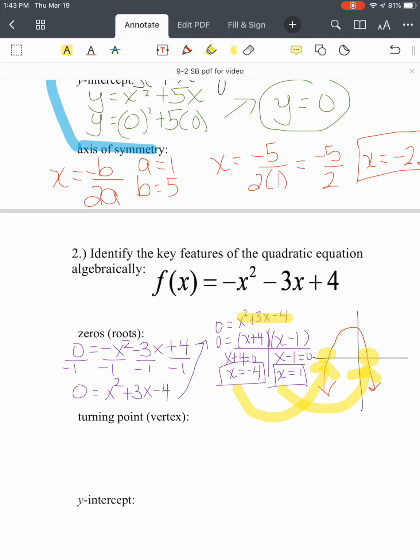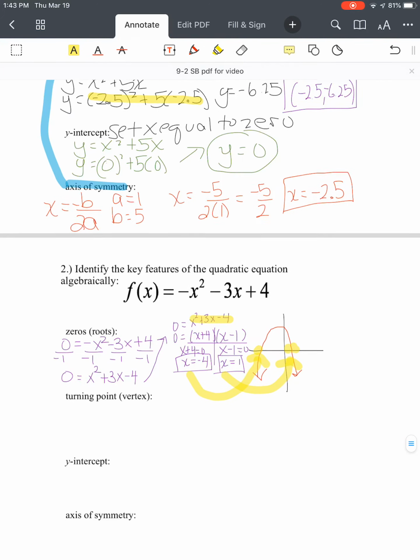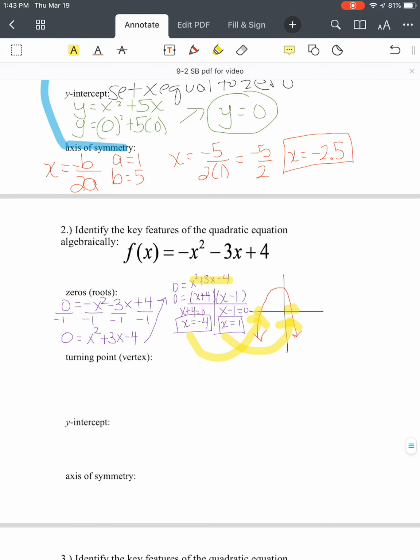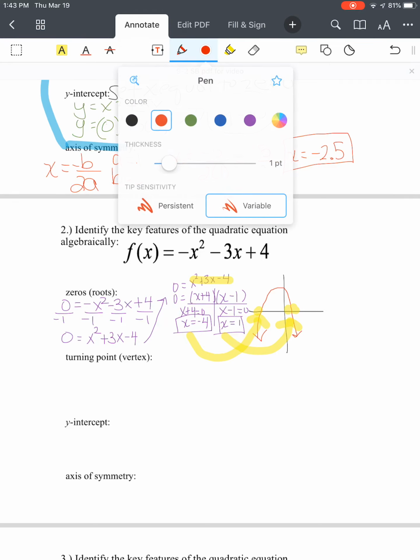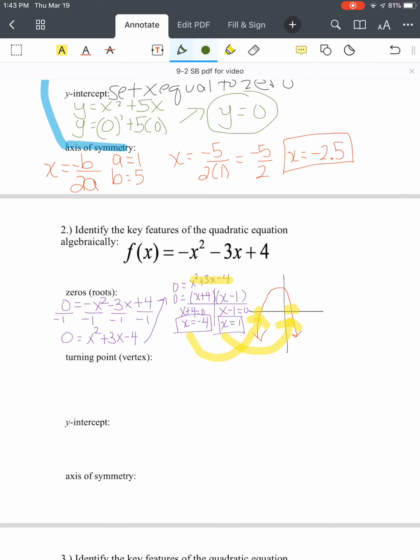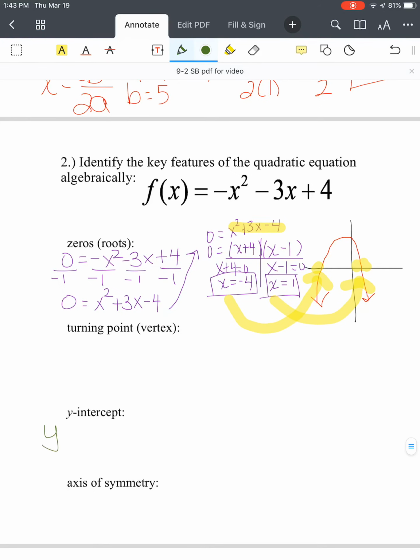Excellent. Okay. Like we did last time, let's do the y-intercept next. The y-intercept is where the parabola crosses through the y-axis. To find the y-intercept, remember, we're going to set any x's we have equal to 0. So I have y equals -x squared minus 3x plus 4. I'm going to take each x value and put a 0 in for it. So y equals -0 squared minus 3 times 0 plus 4.